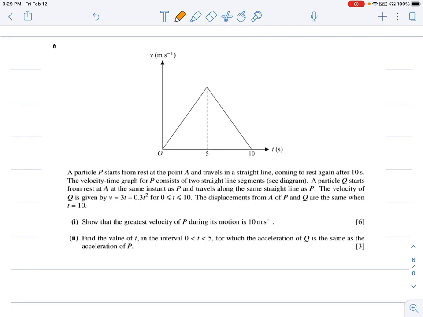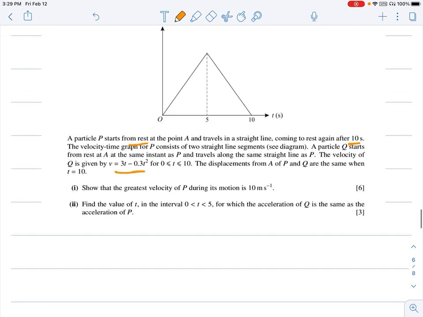Question number 6. A particle P starts from rest, particle A, and travels in a straight line, coming to rest after 10 seconds. The velocity time graph is given. The velocity is given by this formula. Show that the greatest velocity during the motion is 10 meters per second. He is asking us to prove the greatest velocity, and that the displacements from A of P and Q are the same when t is equal to 10.